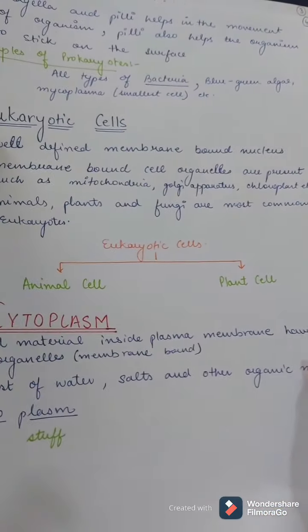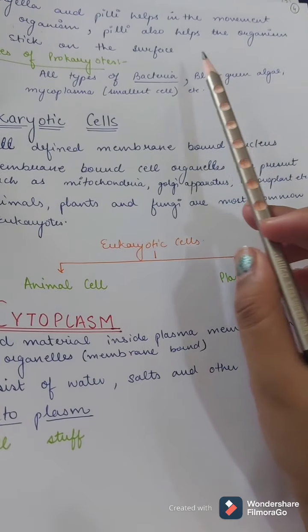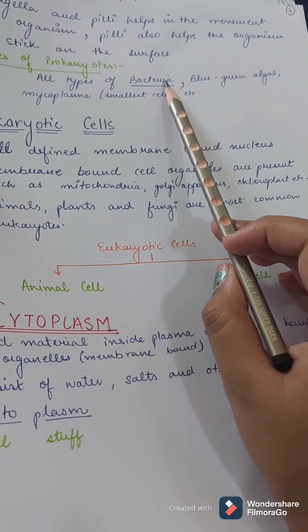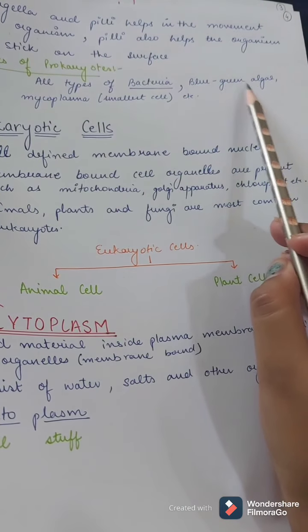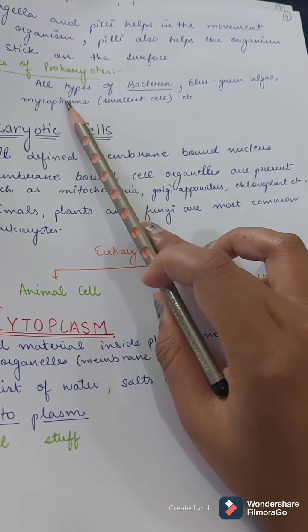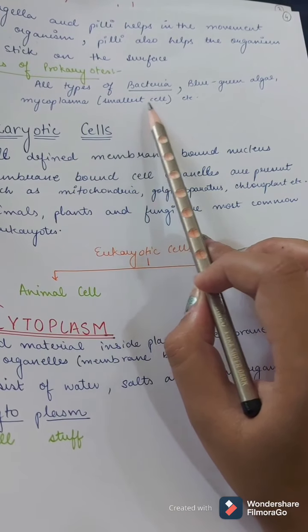Basically, examples of prokaryotic cells are all types of bacteria, which we are very familiar with. We all know what a bacteria is. Blue-green algae, mycoplasma, which we studied is the smallest cell.